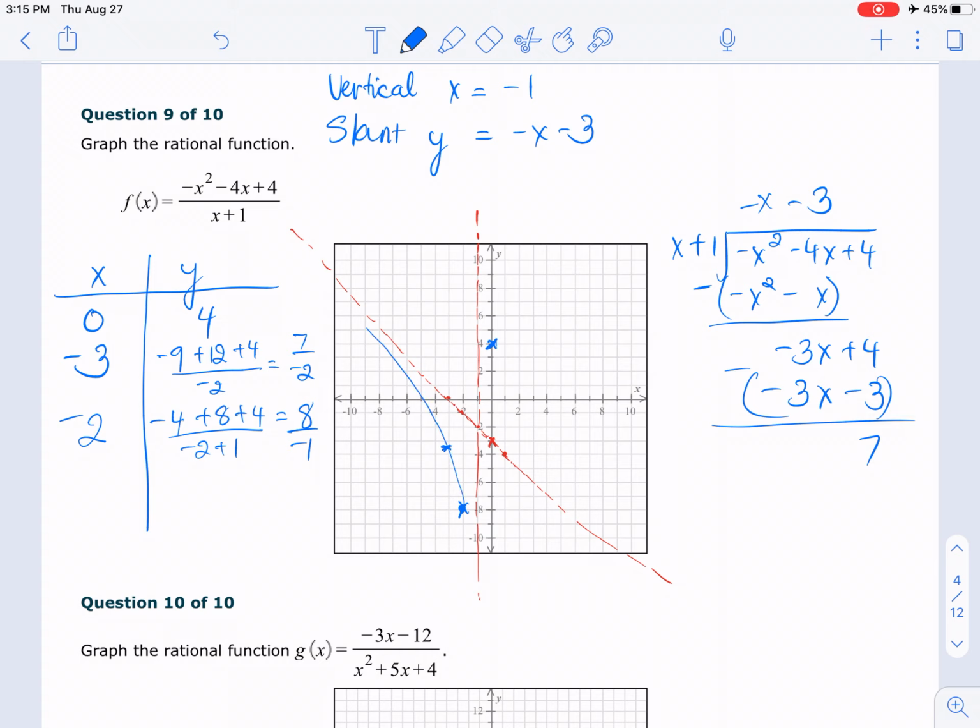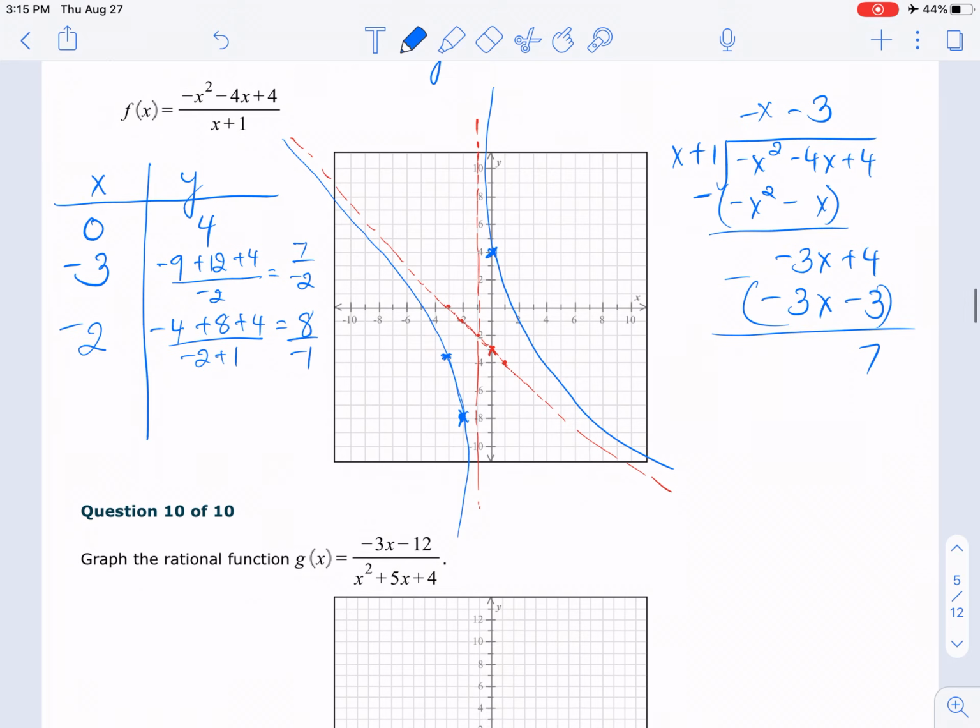You definitely can try more points, but based on the asymptote, we can tell the graph is going to be like this because it's approaching the asymptote. All right, moving on to number 10.